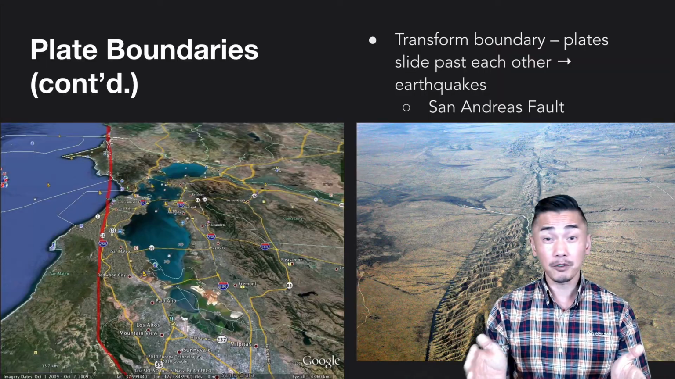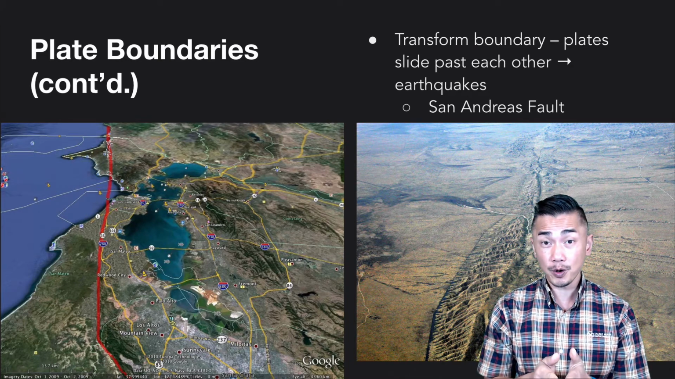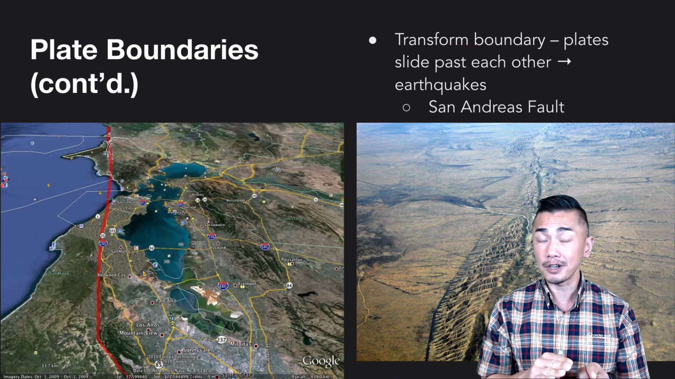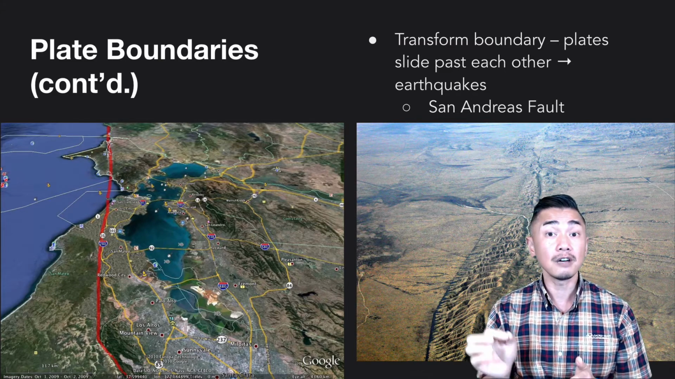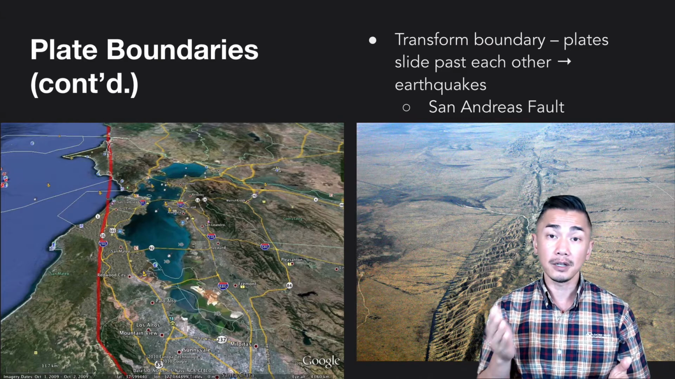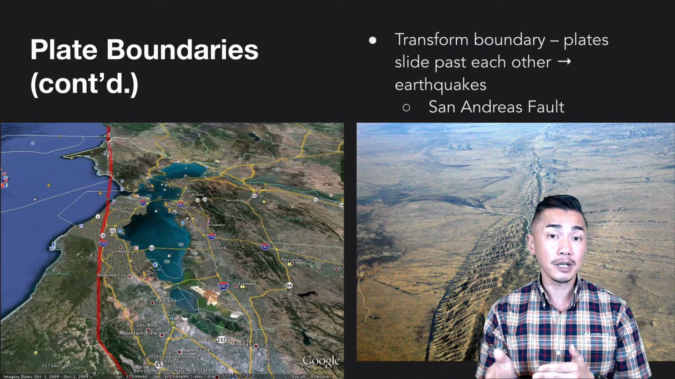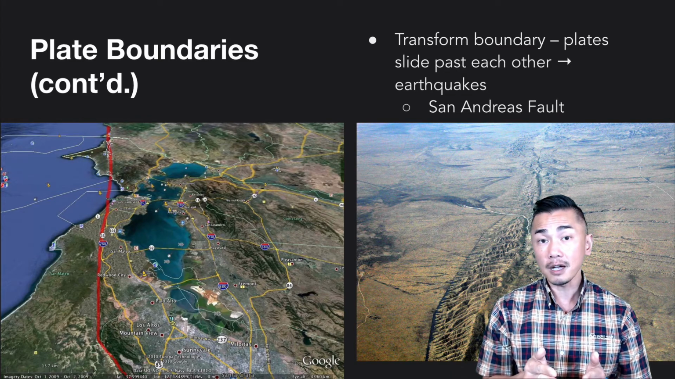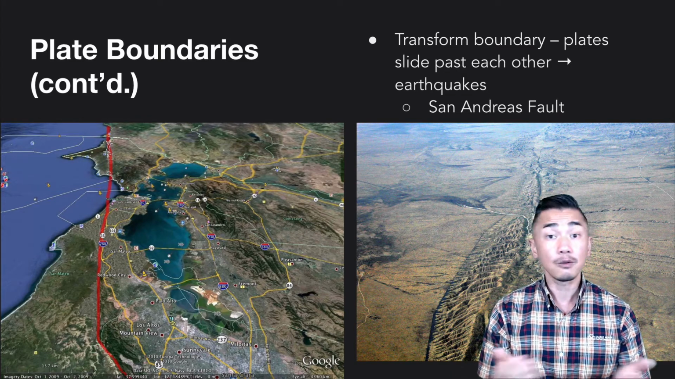The third type of plate boundary is a transform boundary. These occur where two plates slide past one another and are often the site of earthquakes. One good example is the San Andreas Fault in California that separates the Pacific Plate from the North American Plate. Every time there's a sudden shift in these plates, we have earthquakes.